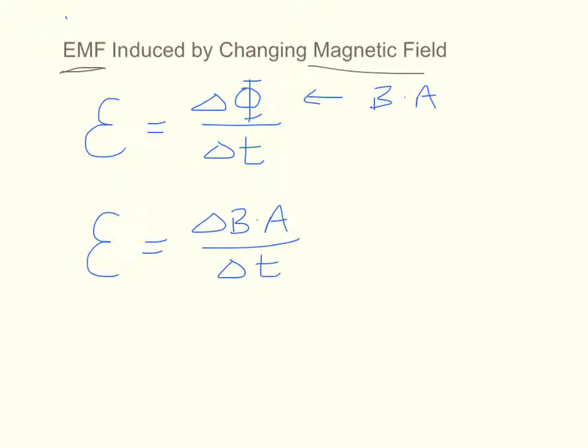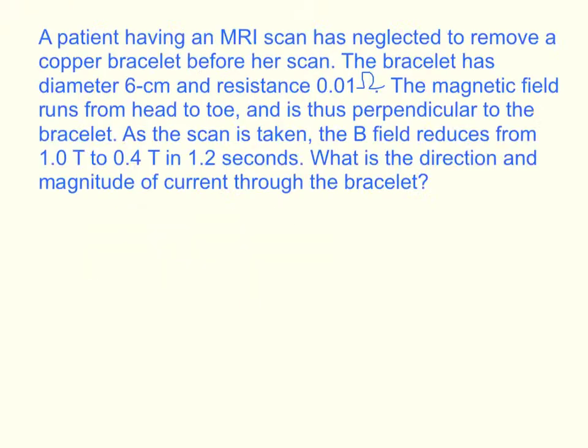We're going to look at an example very quickly, and that will generate a potential difference or an EMF across a conductor of some sort. The first that we are going to look at is this patient, and so imagine you have a patient taking an MRI scan, which is magnetic resonance imaging. So there is obviously a magnetic field involved, and the bracelet specifications: it has a certain amount of electrical resistance. It's made out of copper, 0.01 ohms, and a certain size, diameter 6 centimeters. We're going to assume that this is a circular bracelet.